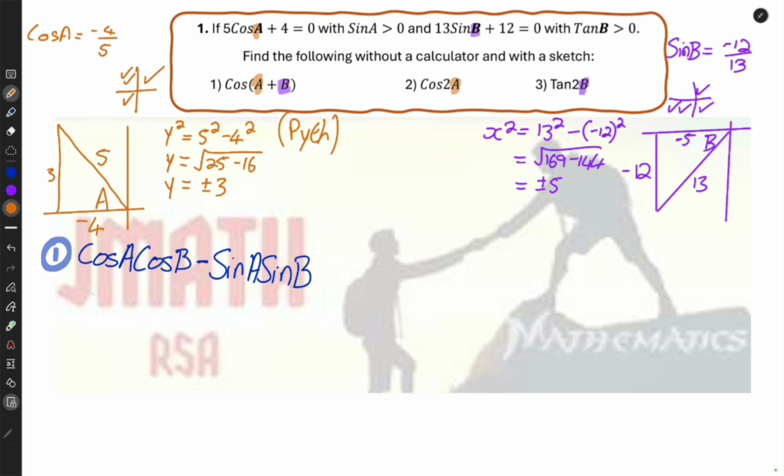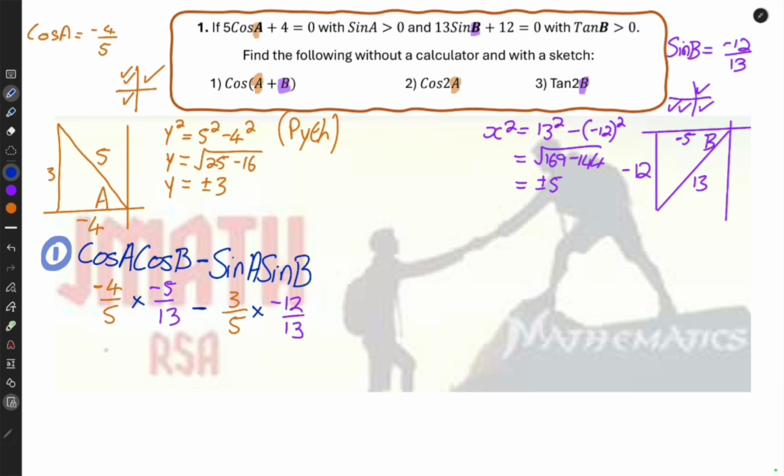So now I just need to check where's my A triangle and my B triangle. If I first look at the A's, cos A is going to be minus 4 over 5, and then sine A is going to be 3 over 5. Then if I go to B, it's going to be cos, so therefore it's minus 5 over 13, and then sine is going to be minus 12 over 13. So now I know I'm multiplying this, I'm minusing this, and I'm multiplying that. So then I can just multiply and then check all the pluses and minuses.